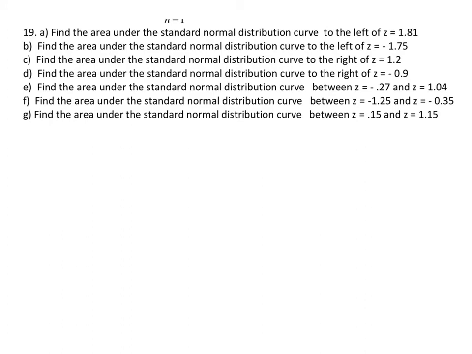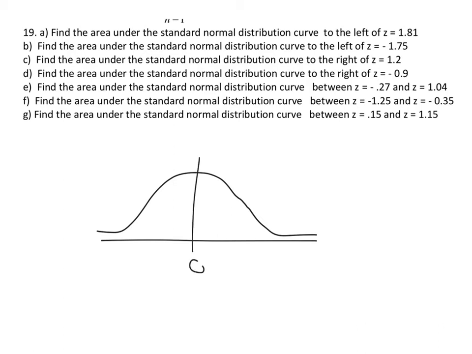Okay, find the area, on F, find the area under the standard normal distribution between z equals negative 1.25 and z equals negative 0.35. So let's put in our 0. Negative 1.25 is going to be farther to the left than negative 0.35. So it's going to look like this. Negative 1.25, and then here is going to be negative 0.35. Okay, so we're looking for this yellow area here.